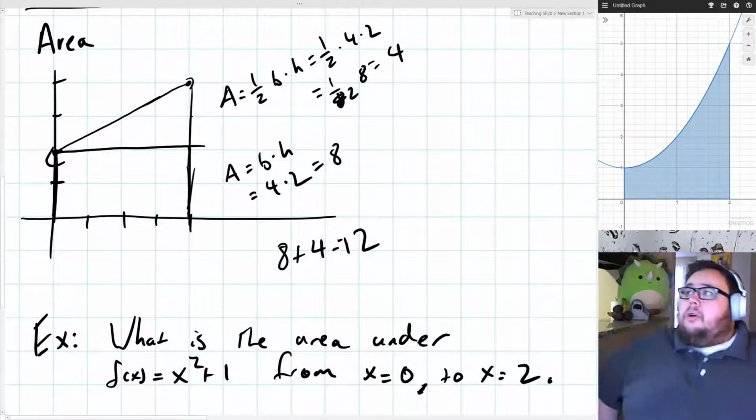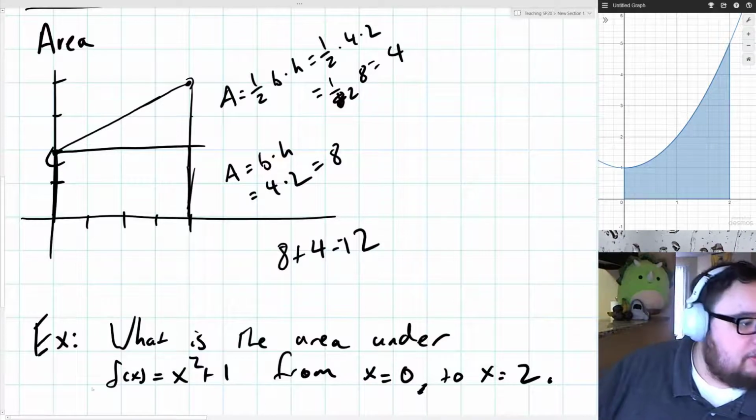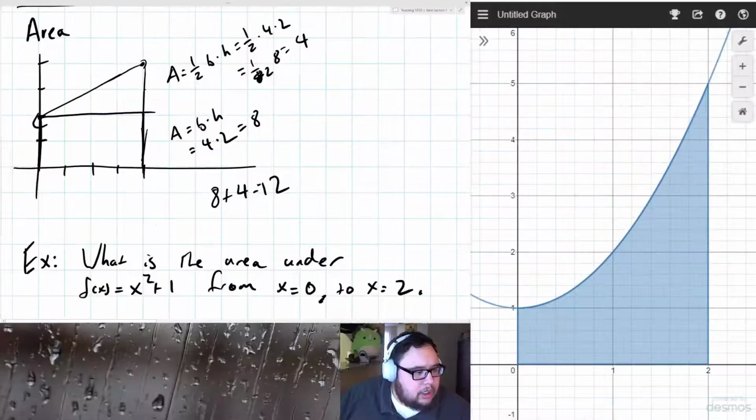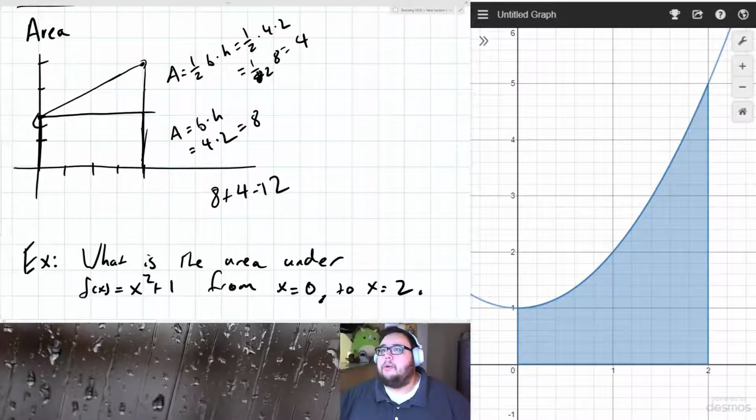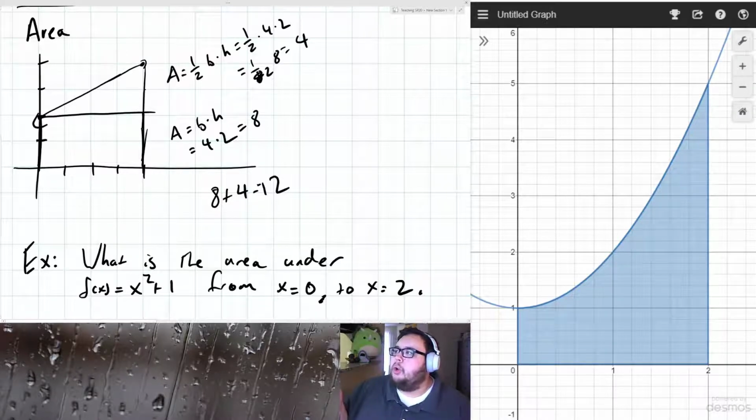So up here on the right, actually, let me make that a little bigger real quick. So over here on the right hand side, you can see the graph of x squared plus 1. It's a parabola that opens upwards, just the regular parabola, just shifted up by 1, right? And what we're interested in is the area of that blue shaded region there, right? So what is that area?